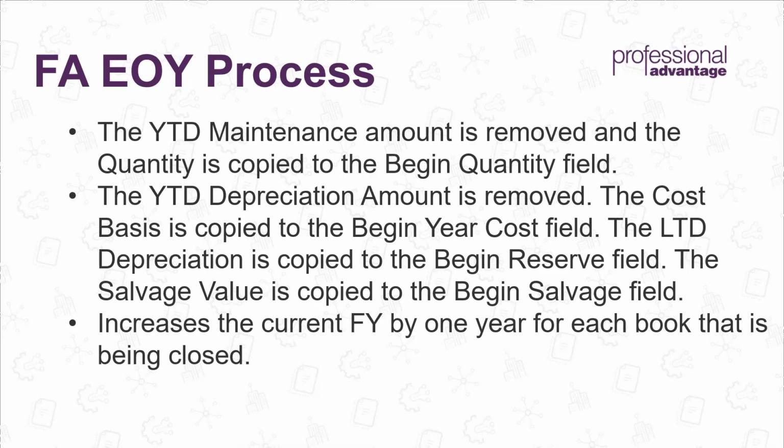Also, in the fixed asset book setup window, you'll notice the year linked to the book is increased by 1 year, which should be your next calendar year or financial year for the book. So when you see the year has changed, we know the fixed asset end of year process has been done and completed. Now, there is a new feature added from GP, I think 2015 onwards.